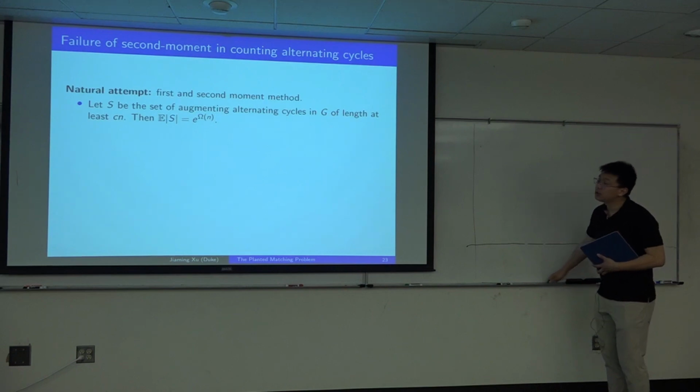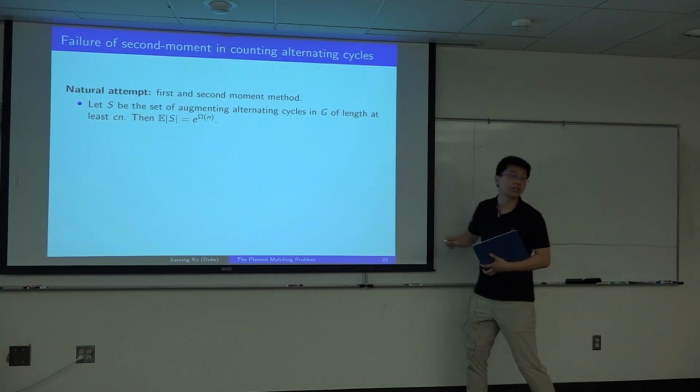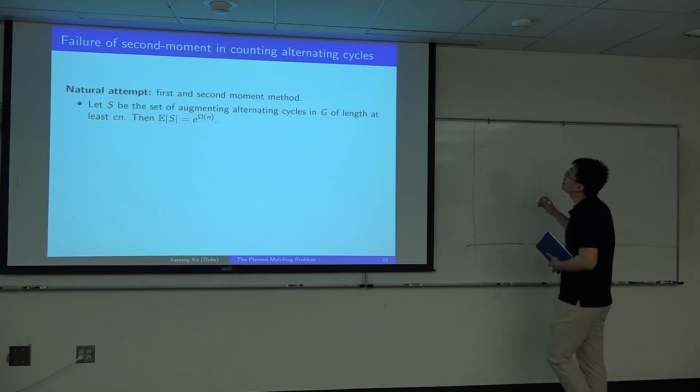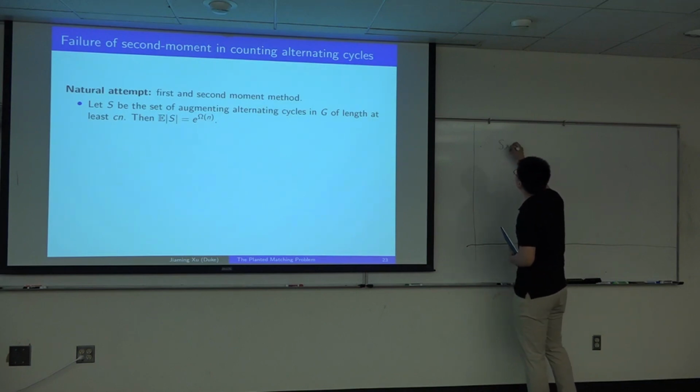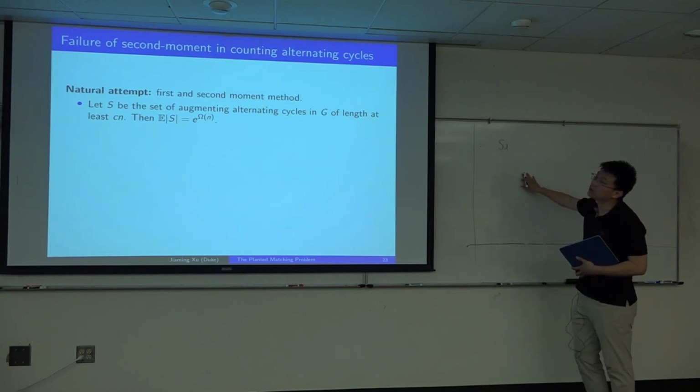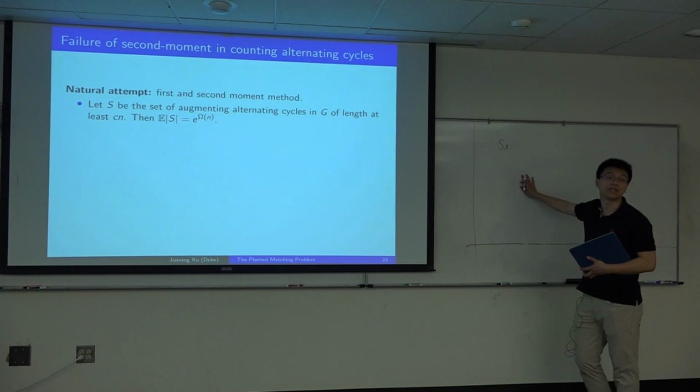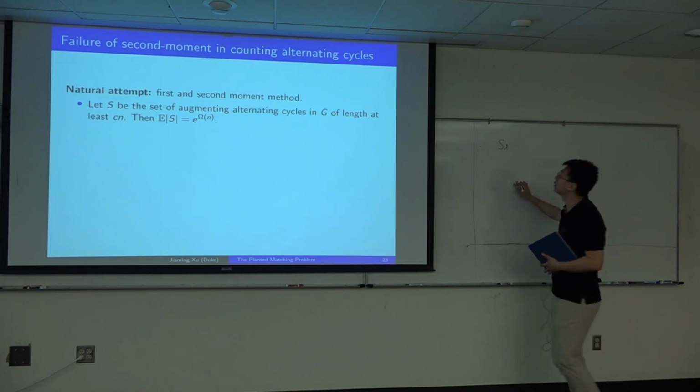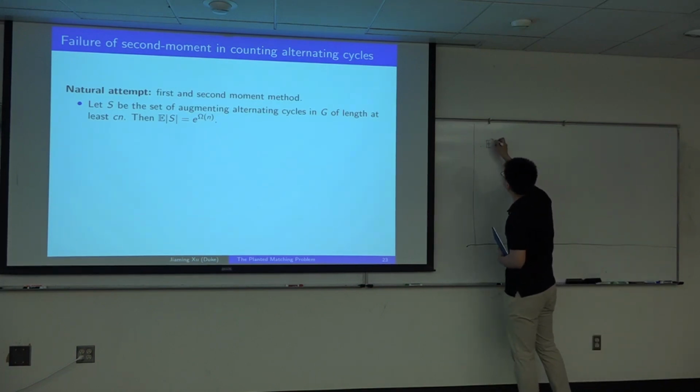Okay, so one simple calculation we can do is for computing the expected value, right? So let's say I focus on SL. SL just means I look at all these alternating cycles of length, say, 2L. Okay, and I want to calculate what's the expected value of that.